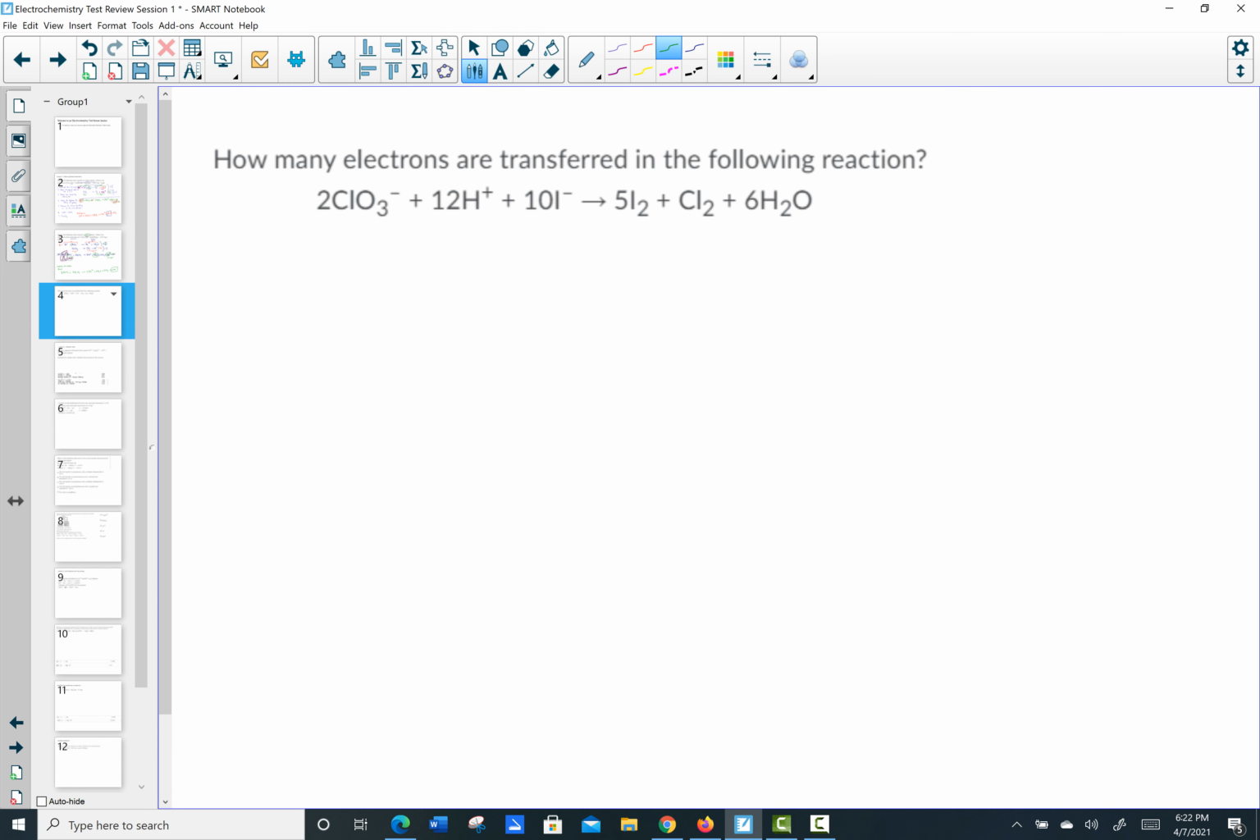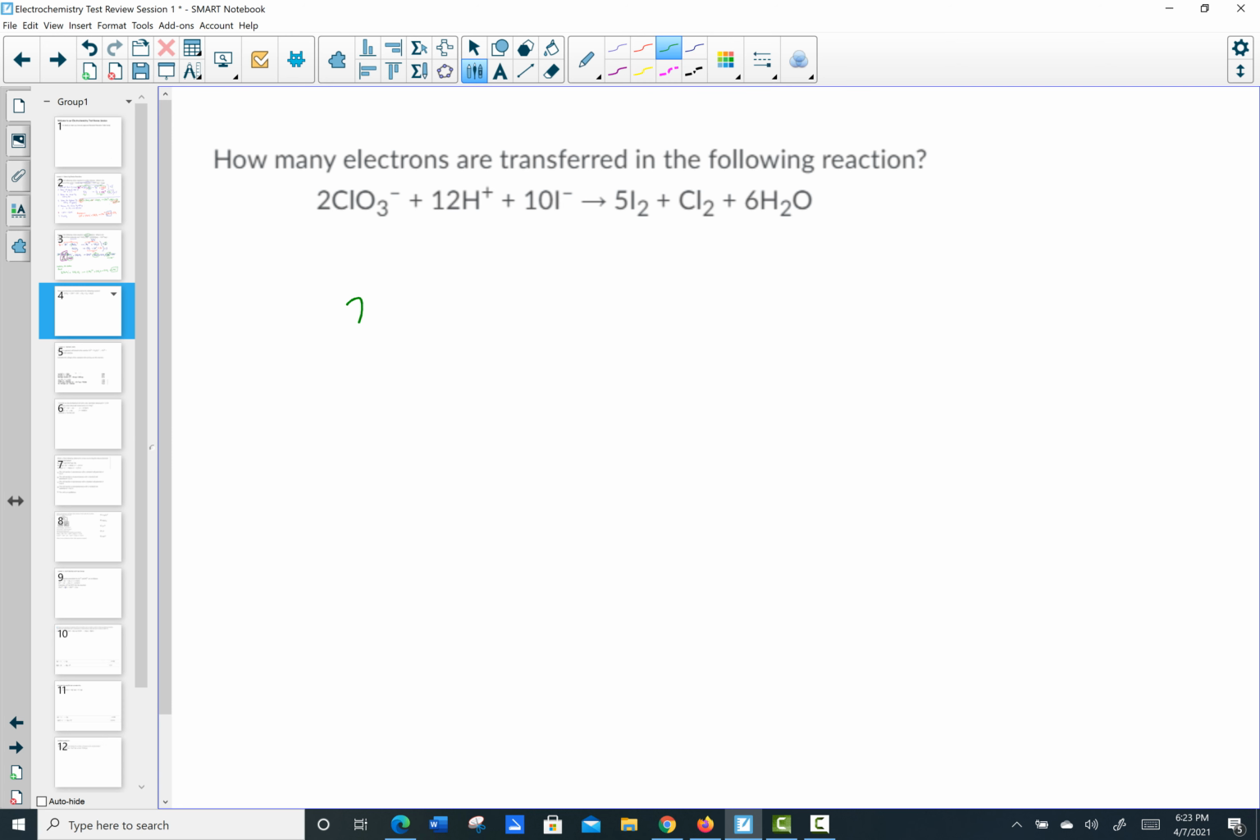I have one more example problem from this section, and that's a question that asks us to count how many electrons are being transferred in the equation 2 ClO3 negatives plus 12 positive hydrogens plus 10 iodides, that's I negative, iodide, forming molecular iodine, molecular chlorine, and 6 waters. How many electrons are being transferred? To answer this, we need to separate out the 2 half reactions and balance them by charge.